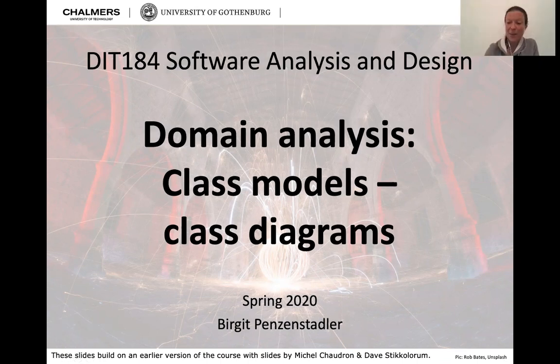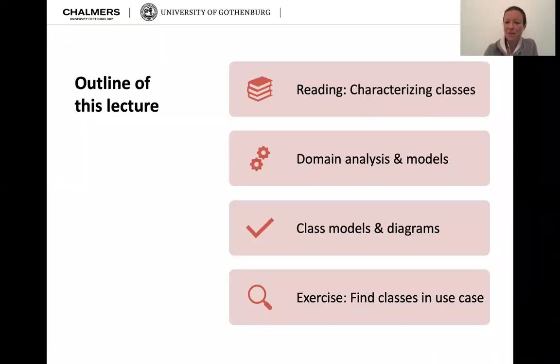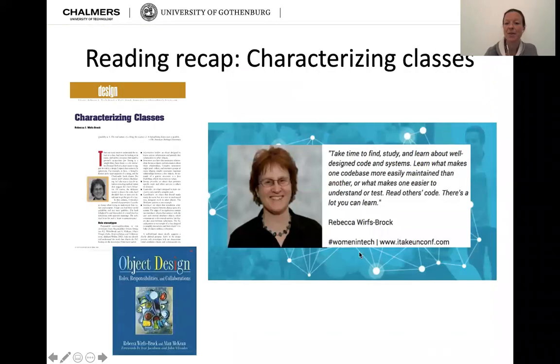Let's see, what do we have here? We're going to start with our assigned reading, and that was the Characterizing Classes by Rebecca Wurzbrook. And then we'll move into domain analysis and models, and then talk about class models and diagrams. And eventually, I'll propose 2 exercises that you can work with to improve your understanding of domain classes. Let's jump into the Characterizing Classes reading assignment.